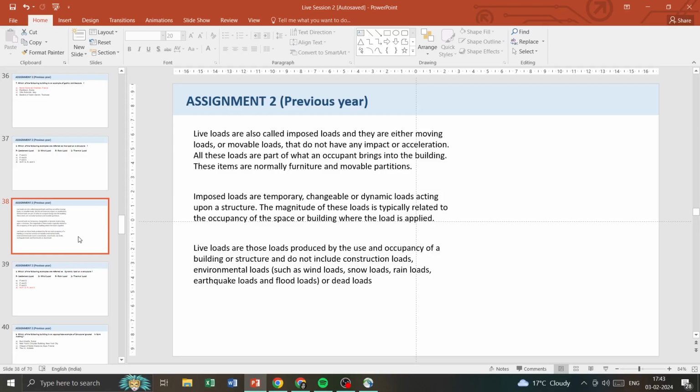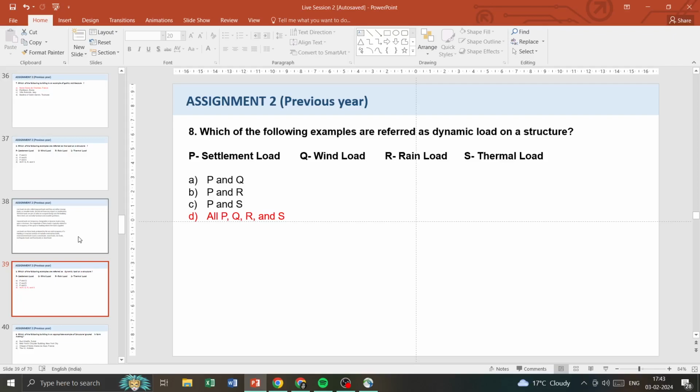These items are normally furniture and movable partitions. Imposed loads are temporary, changeable, or dynamic loads acting upon a structure. The magnitude of this load is typically related to the occupancy of the space or building where the load is applied. Live loads are loads produced by the use or occupancy of a building or structure and do not include construction loads, environmental loads, or dead loads. So the answer that has been given for this is D, all PQRS.